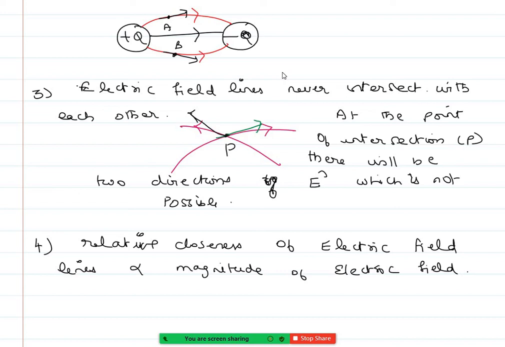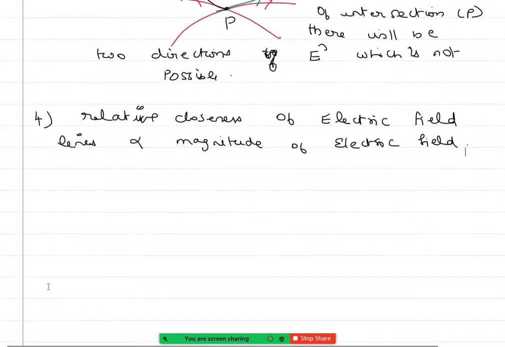What do you mean by this? If the lines are crowded, then we can say that the electric field is strong here. And if they are less crowded, we can say the electric field is weaker. Sorry, not magnetic field, electric field. We are talking about electric field only. So electric field lines close together means a strong electric field. We have seen the parallel electric field in the previous class.